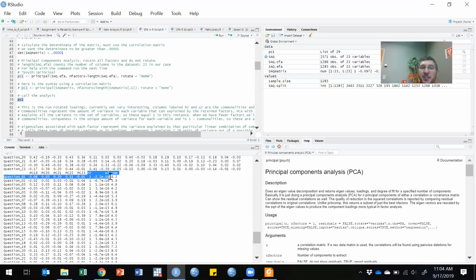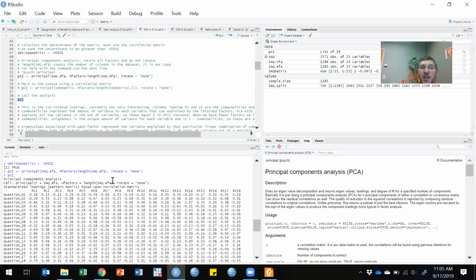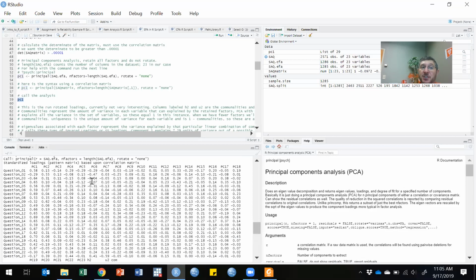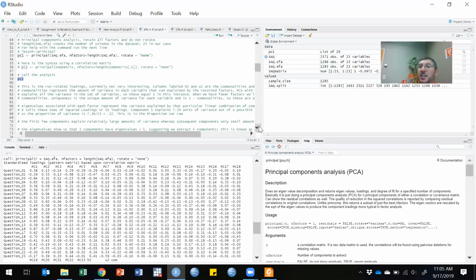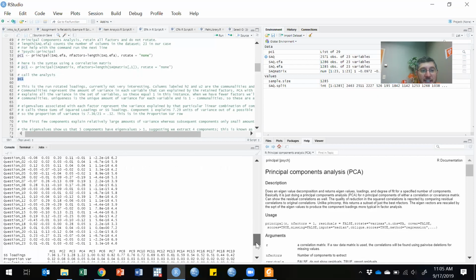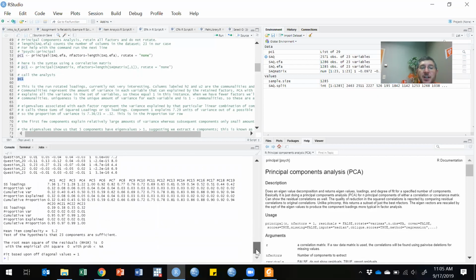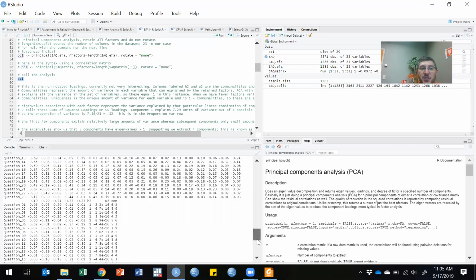We list our communalities and uniqueness here, and then we have our unrotated factor loadings. Currently this one isn't very interesting, and we're basically going to use this to help determine how many factors we need to extract. So first we have our table of our factor loadings.